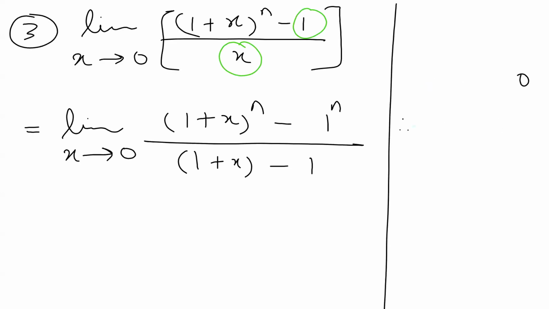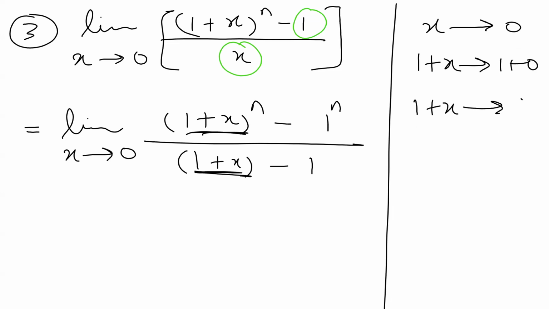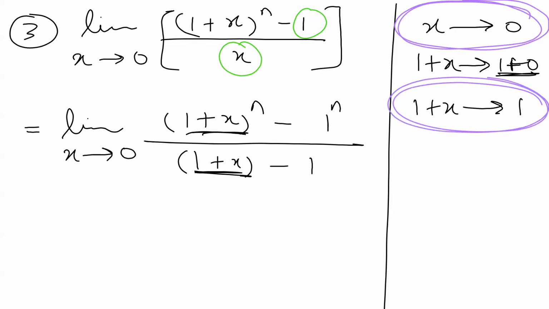X is approaching 0. Be attentive so that you don't miss out on anything. Add 1 to both the sides because it is 1 plus x. So 1 plus x will approach 1. 1 plus 0 is 1. Now instead of this, can I write this? The answer is yes, because it is mathematically the same. So see, 1 plus x will approach 1.